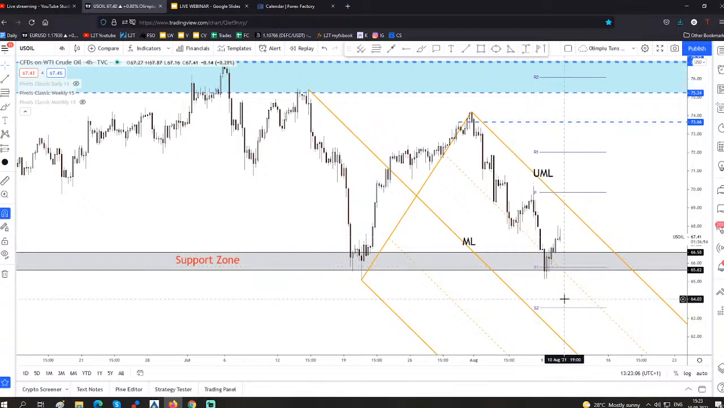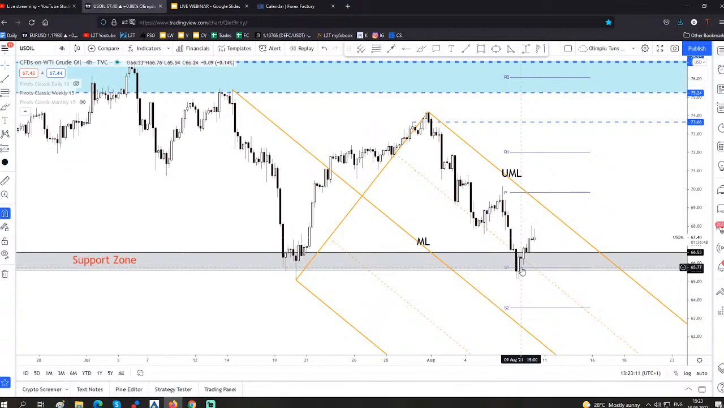Still, this could be only a temporary rebound, okay guys, because as long as it stays below the upper median line of the descending pitchfork, the pressure is still high. You can see that the price of US oil has failed to reach and retest the upper median line in its previous attempts. So the pressure is still high, and it could drop anytime as long as it stays below the upper median line.